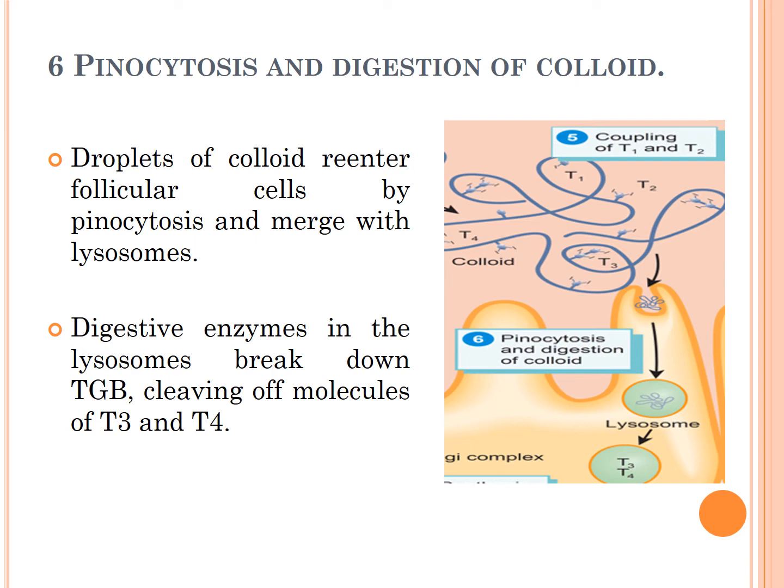The sixth step is pinocytosis and digestion of colloid. Droplets of colloid re-enter the follicular cells by pinocytosis. By which mechanism? Pinocytosis. Pinocytosis is a type of transport mechanism, and after that it is merged with lysosomes. After entering the follicular cell, it merges with lysosomes, and we all know that lysosomes contain a lot of digestive enzymes. So these digestive enzymes of lysosomes break down this TGB and release T3 and T4.